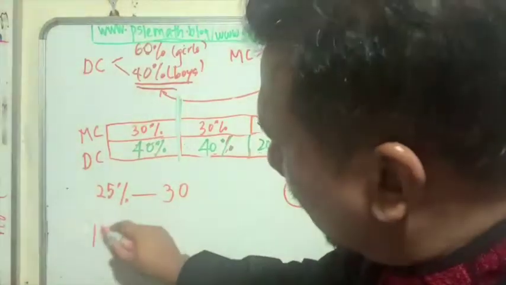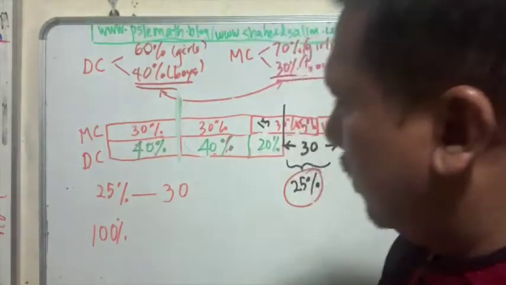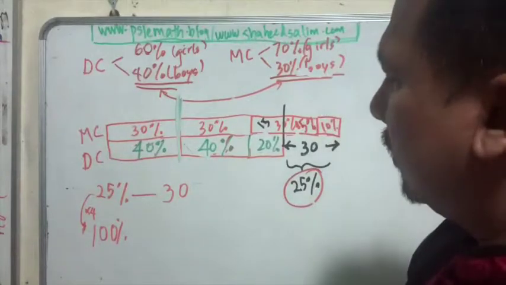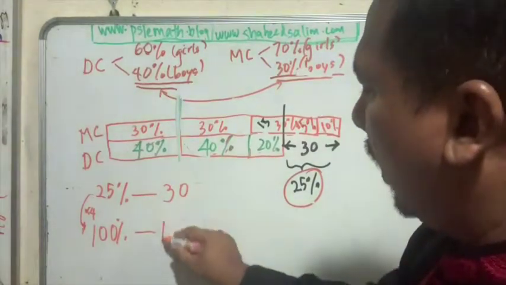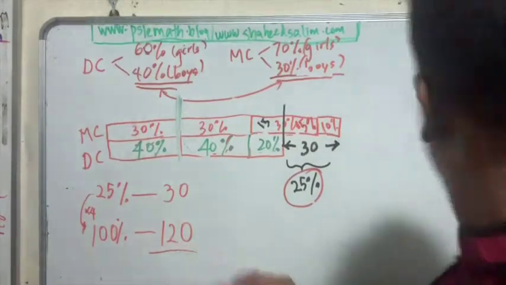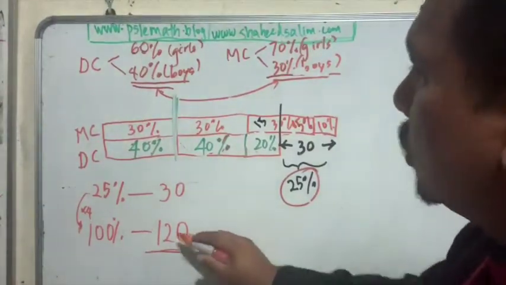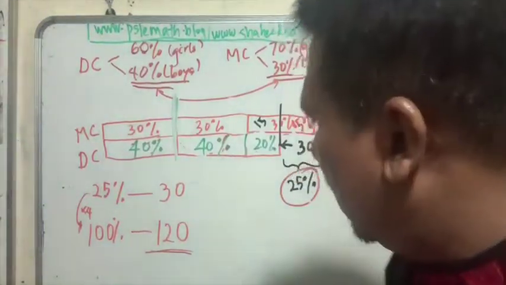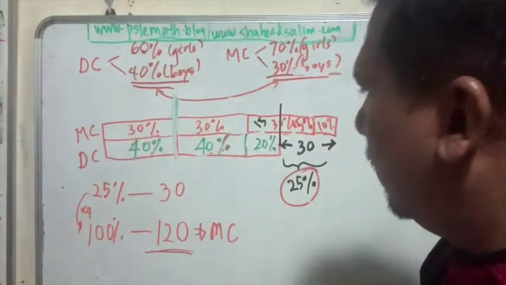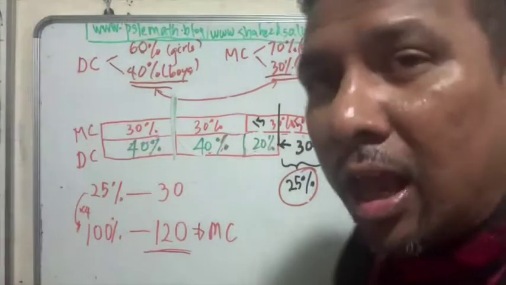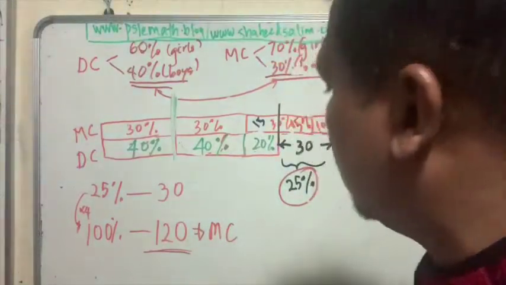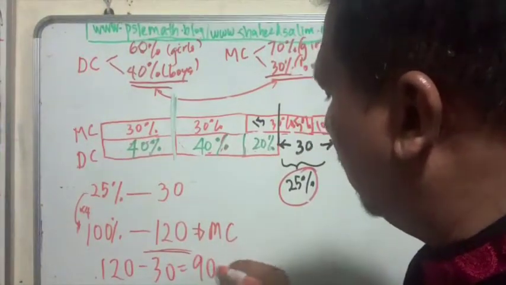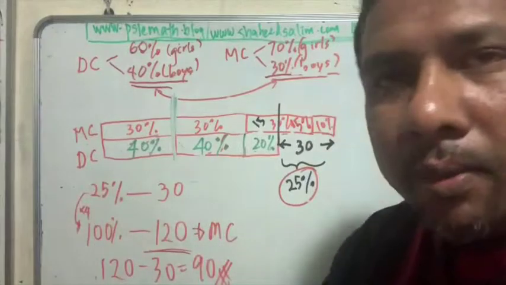Now, how do I get to 100%? I can times this by 4. 25 times 4, I get 100%. So 30 times 4, I get 120. So there's a total of 120 members in the media club. And the question wants you to find out how many members are there in the dance club. So it's easy. 120 minus 30 gives you 90 members in the dance club.